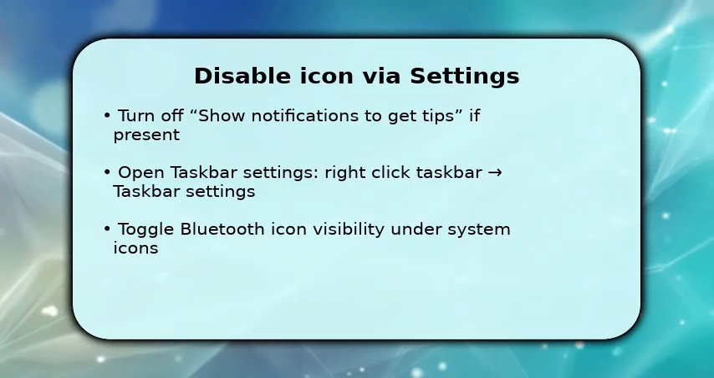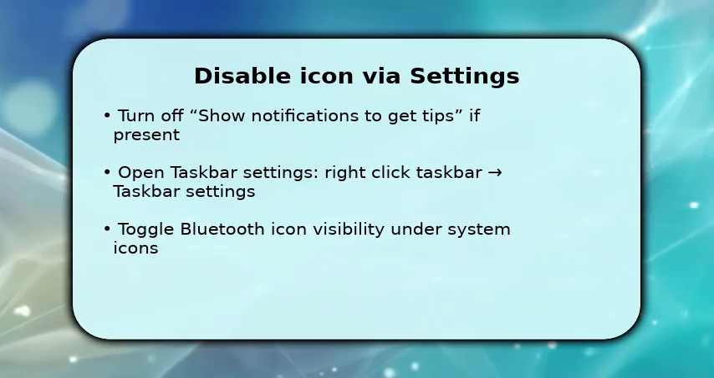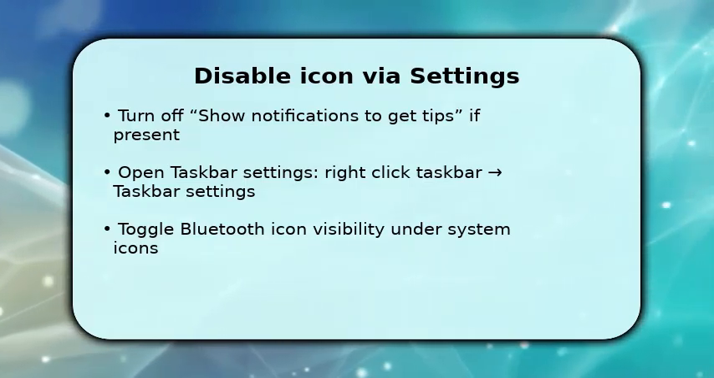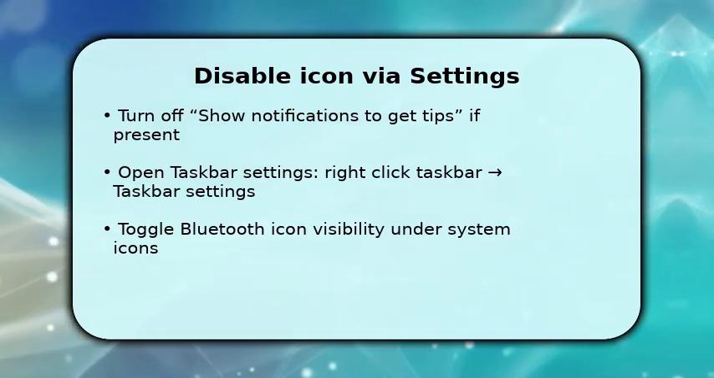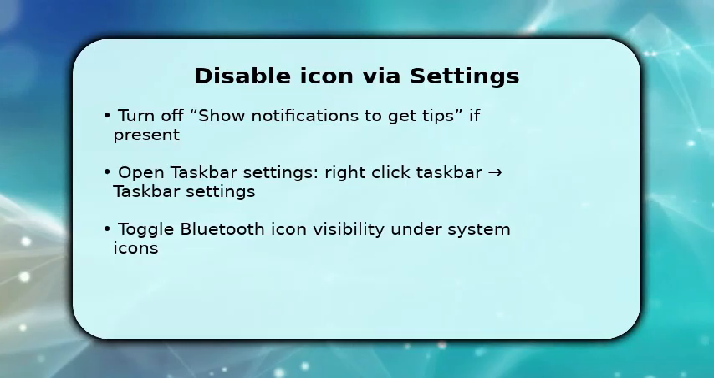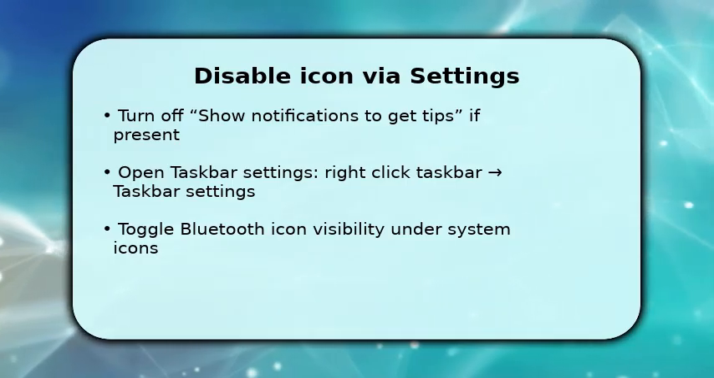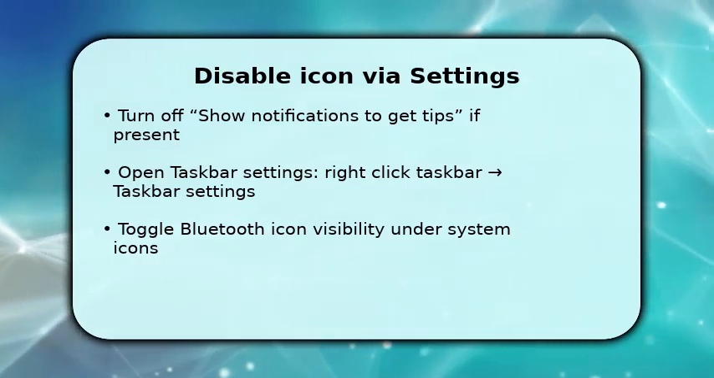You'll now remove the icon using System Settings. Right-click the taskbar and choose Taskbar Settings, then scroll to the notification area and click Turn System Icons on or off. Locate Bluetooth and toggle it off. This stops the icon from appearing in the system tray.